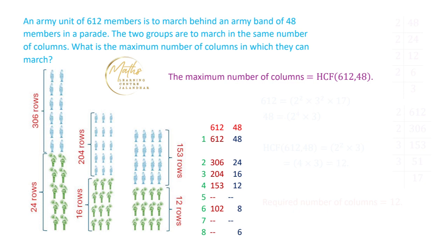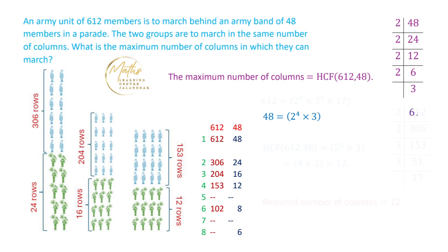Now if we calculate the HCF of these two numbers, 48 is divisible by 2, and the quotient is 24. It is again divisible by 2, the quotient is 12. It is again divisible by 2, the quotient is 6. It is again divisible by 2, the quotient is 3. So the prime factorization of 48 is in this form.